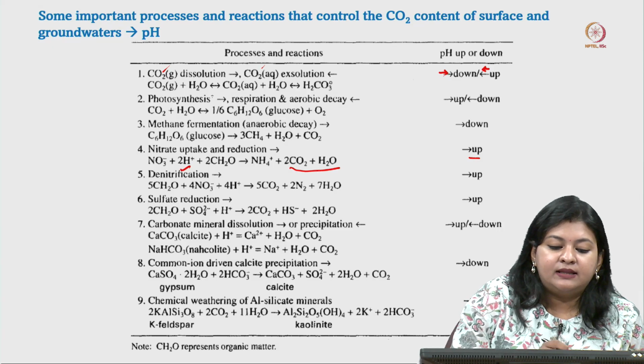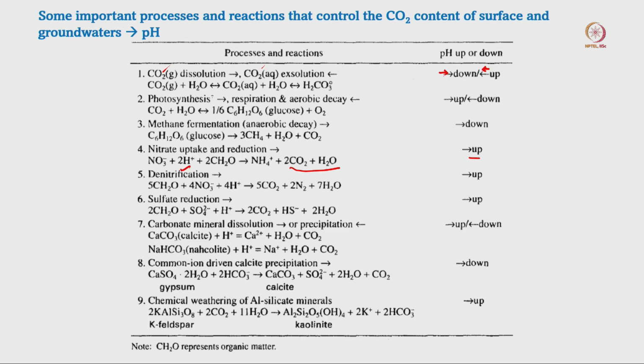Then sulfate reduction: if sulfate is getting reduced, some H plus ions and some HS minus ions are going to form. Carbon dioxide is going to get released. So, what will that do? That will make it more alkaline. The pH is going up, up means more alkaline.